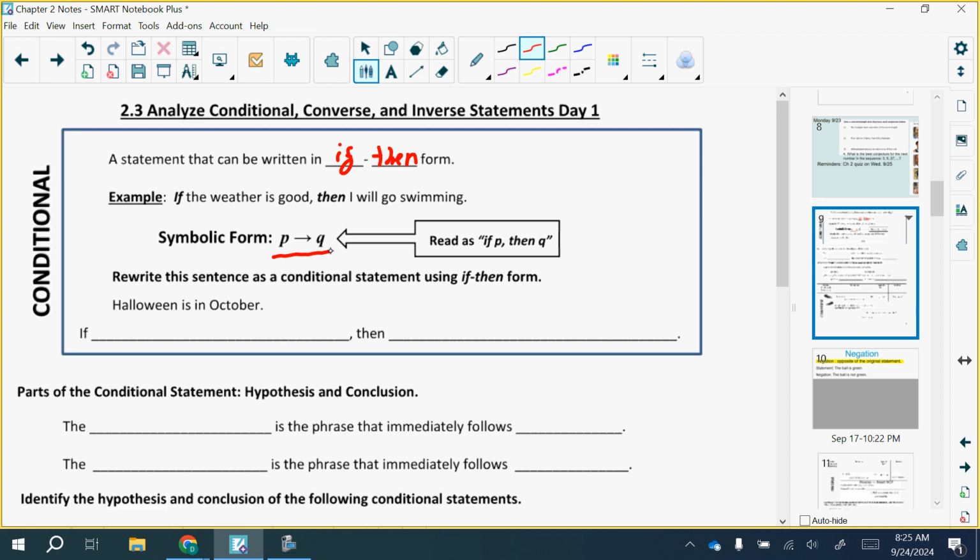So for example, if we have the statement Halloween is in October, we can rewrite this as a conditional statement. We can say if it is Halloween, then it is October.